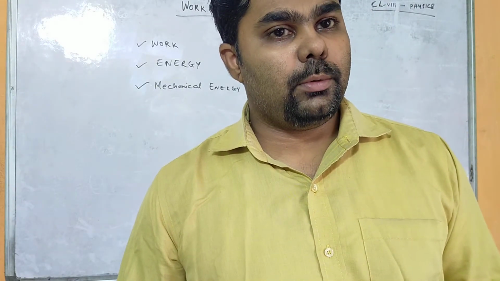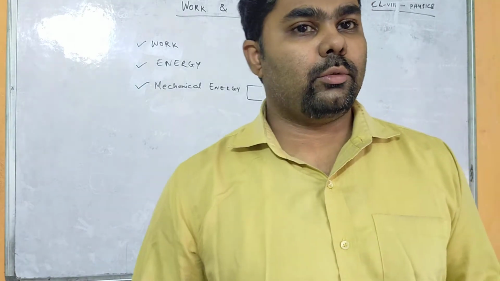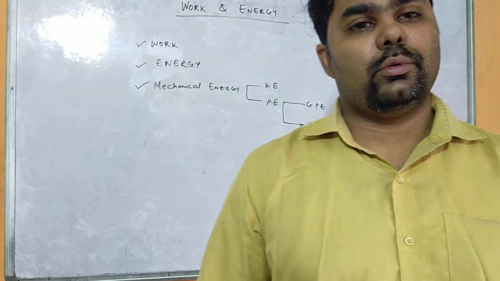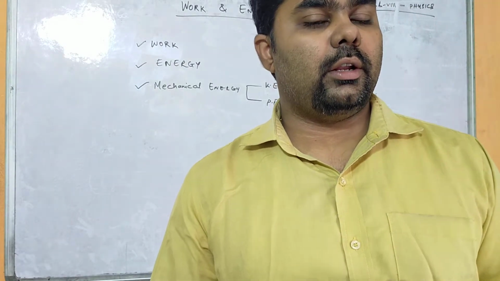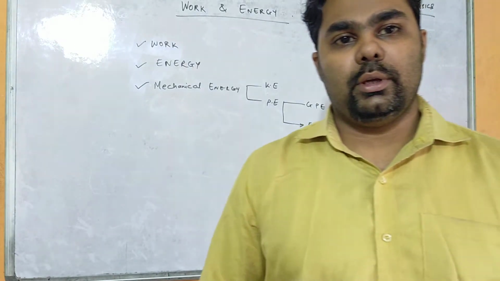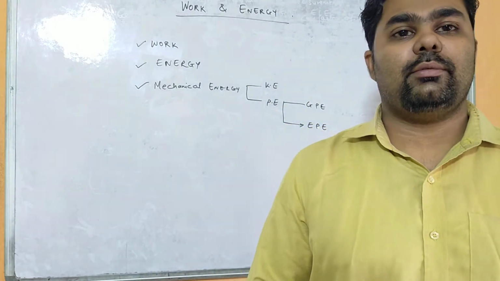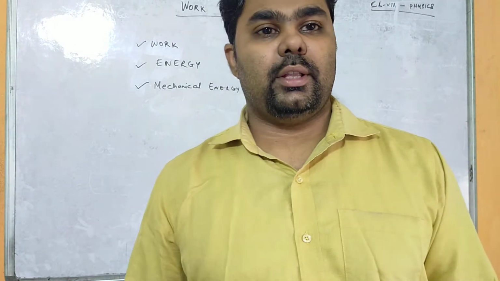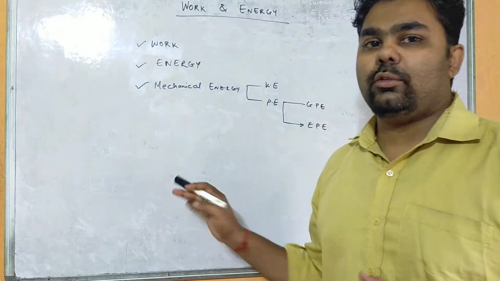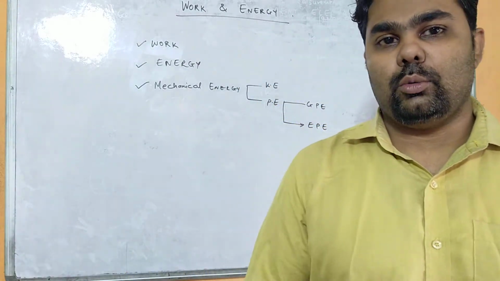The first topic which we learned in my previous class was work. So the first question arises: when is work said to be done? Work is said to be done when a force is applied on an object and that object moves a certain distance. Otherwise, if that object is not moving, then we say that no work is being done. For example, when we push this wall, if the wall is not moving, there is no displacement, so we say that we have applied no work.